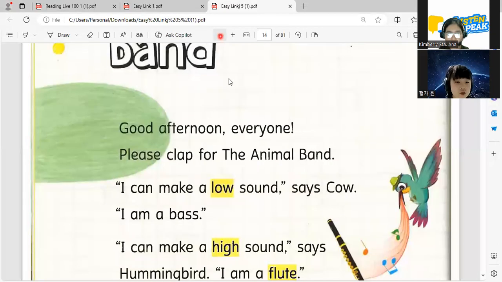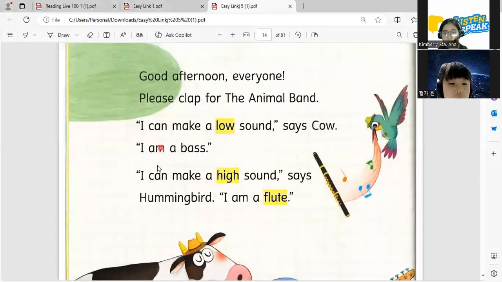Good afternoon, everyone. Please care for the animal band. I can make a low sound, said Cow. I am bass. What's your name? I can make a high sound, said Hummingbird. I am flute.